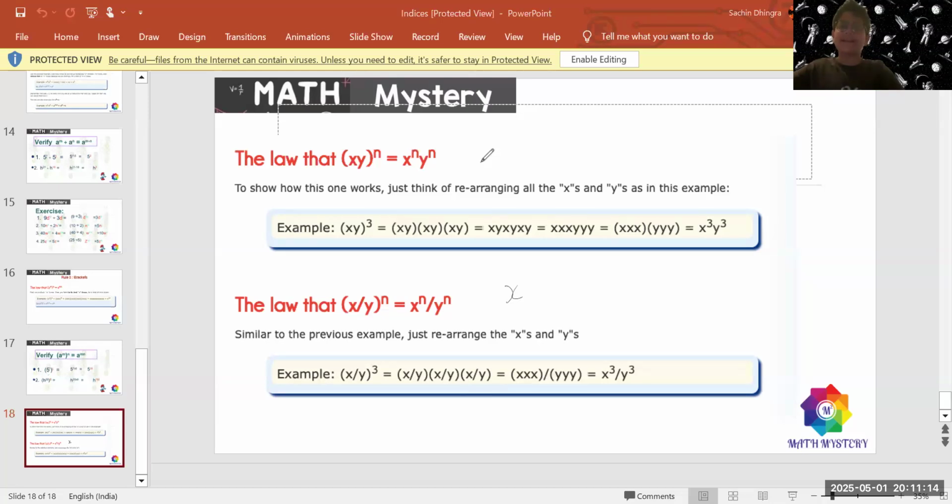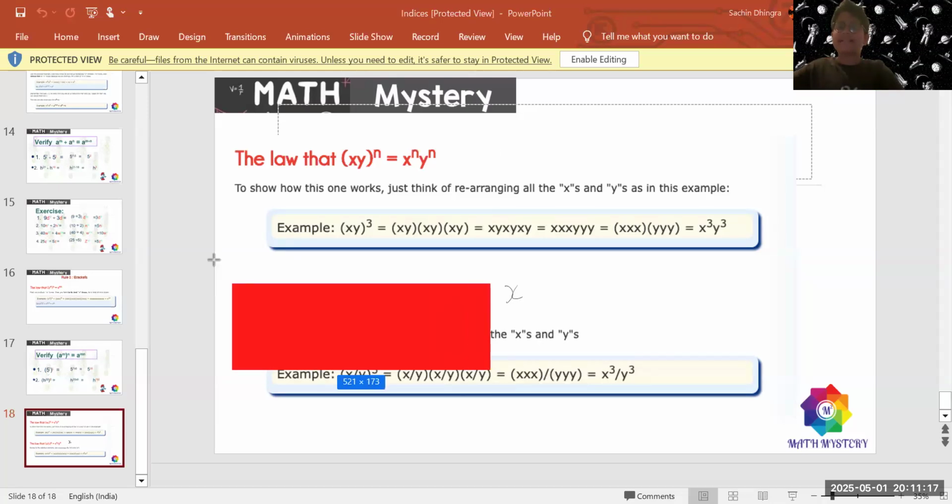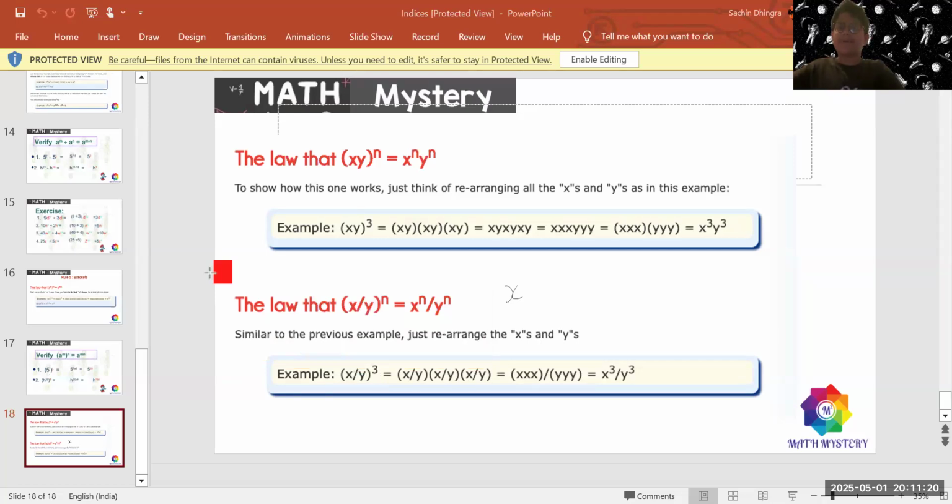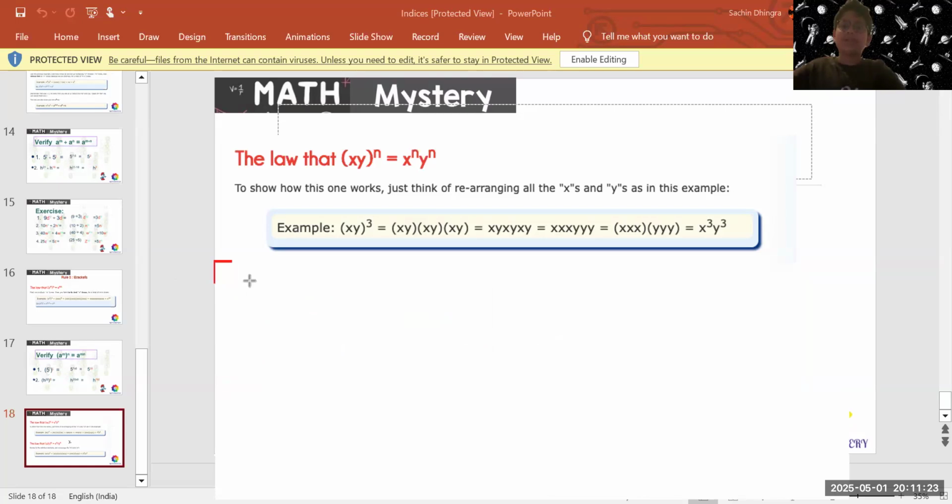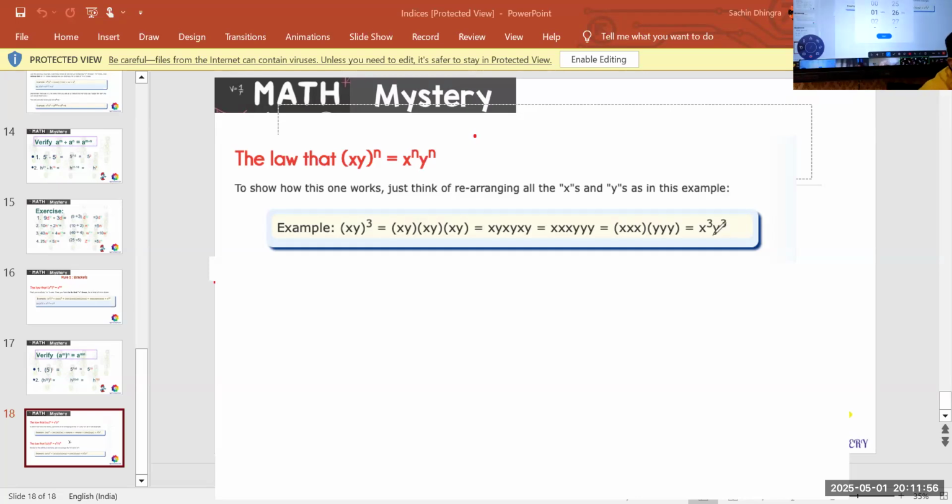The law that xy to the power n is equal to x to the power n times y to the power n. To show how this one works, just think of rearranging all the x's and y's. Example: x times y to the power 3 equals x times y, x times y, x times y, which equals x times x times x, y times y times y, that is x cube y cube.